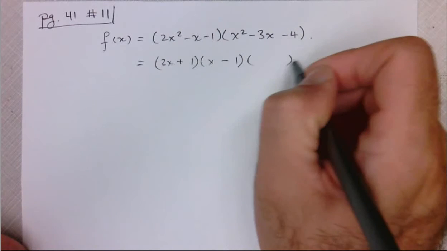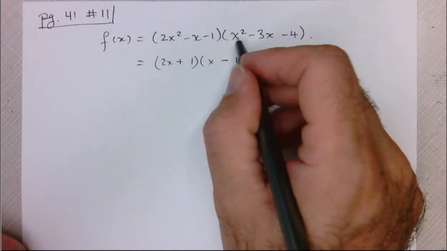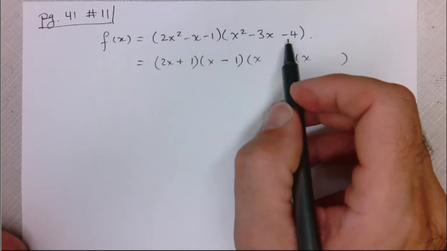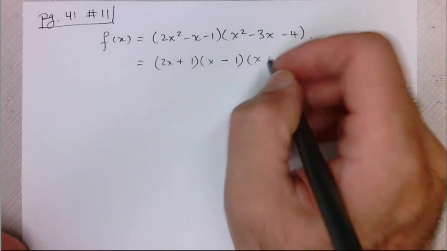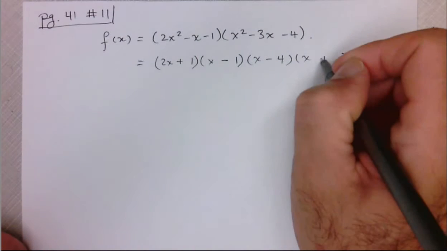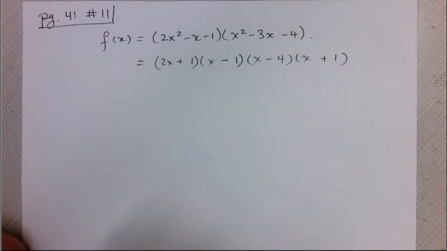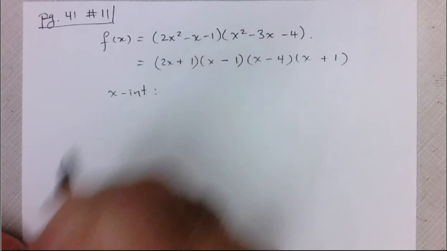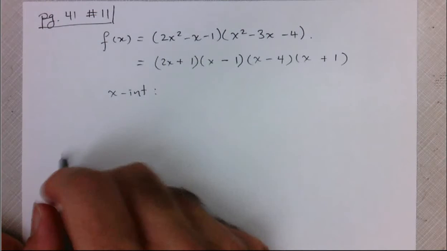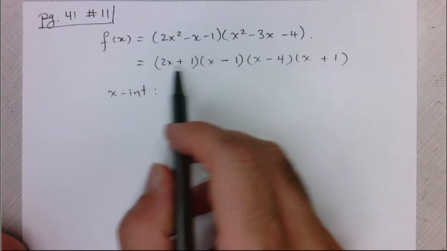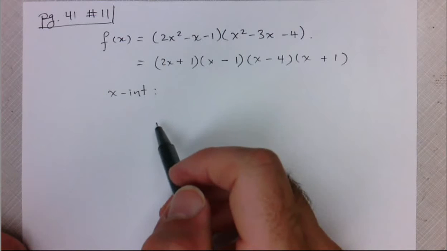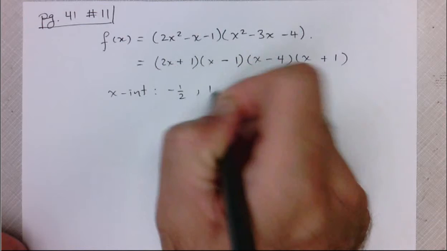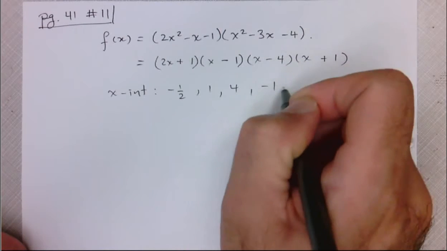Okay, so let's do the second one here. So x squared, so we know we have to have x and x, so two numbers that multiply to -4 and add up to -3, and you realize that if you take -4 and +1, this fits the bill. Okay, so from here we can see that the x-intercepts can be read directly off the equation. We also know that this is a fourth degree and it has 4 distinct x-intercepts. So let's just write them out here. We've got -1/2, 1, 4, and -1.